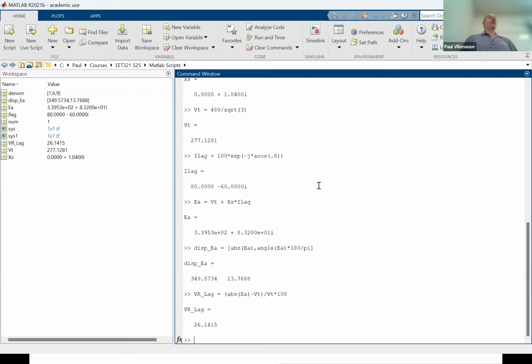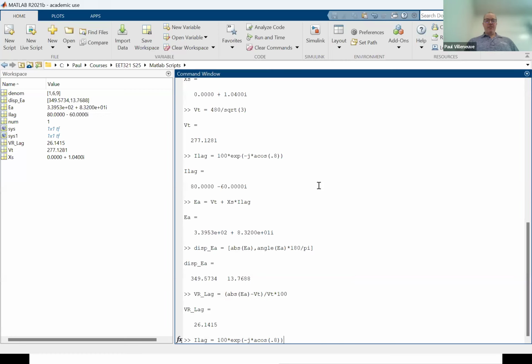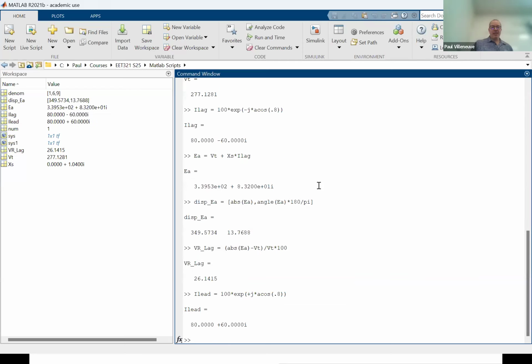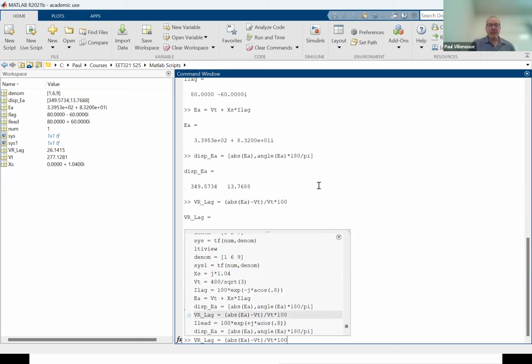How about looking at what's called leading power factor? The only thing that needs to change is this current, so I'm going to call it I lead, and now the angle becomes a positive number. All the calculations are going to be the same. So let's display EA. Oh, I have to calculate it first, sorry.